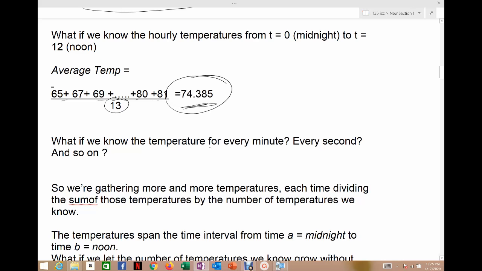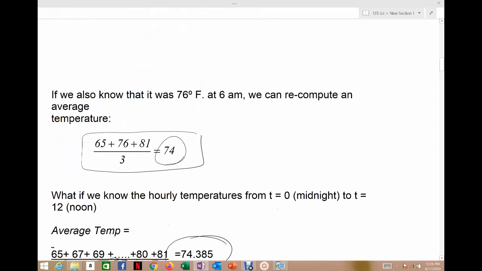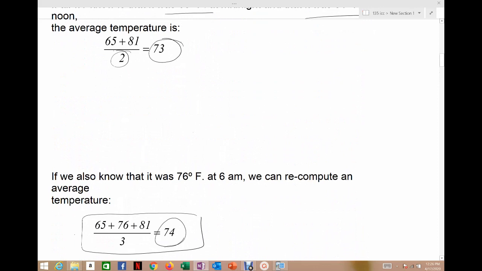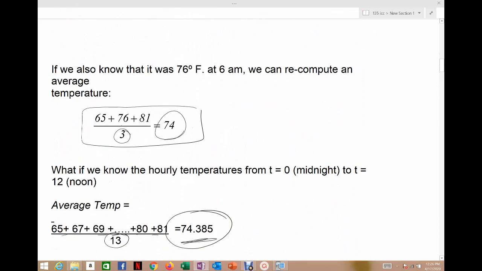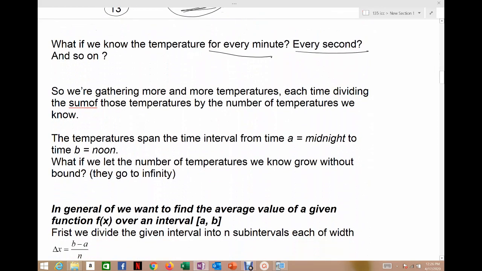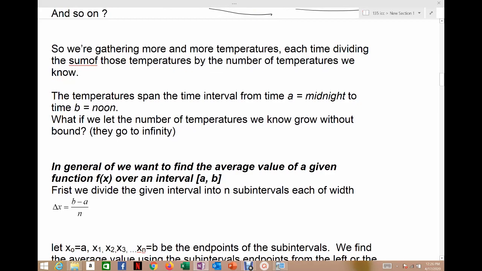Well, what if I did it every minute? What if I did it every second? What if I did it every half a second, a nanosecond, and so on? Well, what we're doing is we're gathering more temperatures, gathering more data. Every time we gather another piece of information, we get a little better. And every time we do, we have to divide by a slightly bigger number, every time I gather more temperatures. And so the temperatures span the time interval midnight to noon.